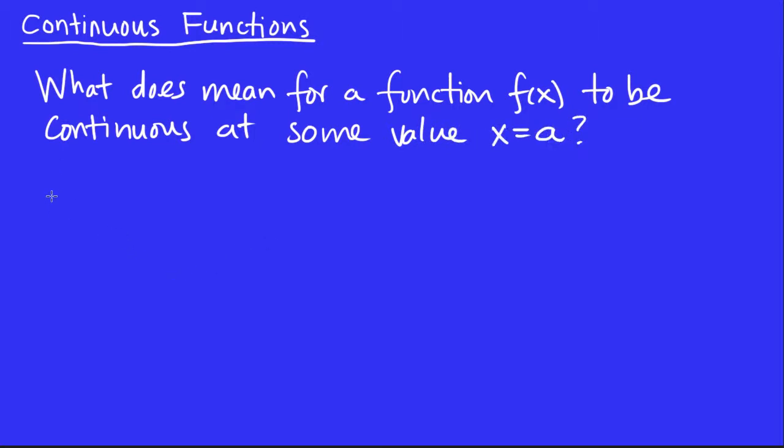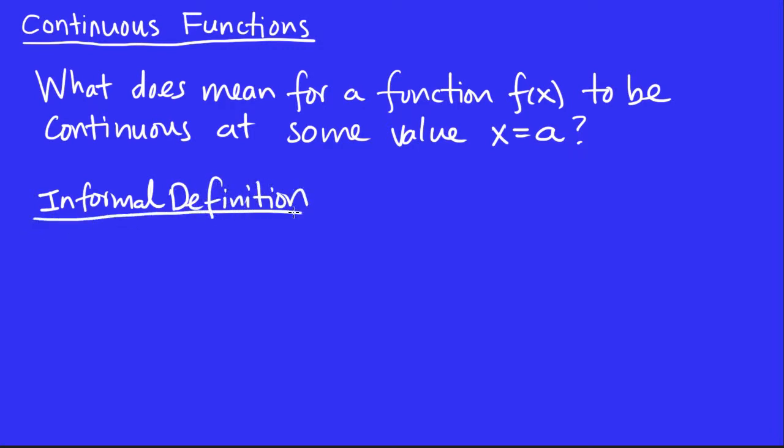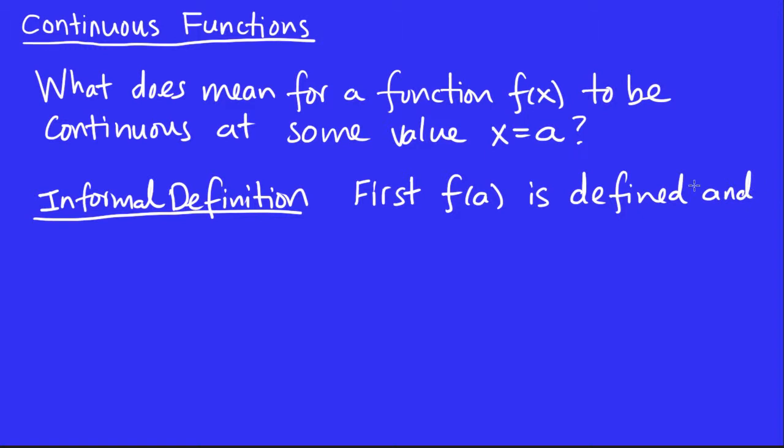Well, the informal definition that I'm going to give is as follows. If we look at the graph of f, and there's no breaks in the graph at x equals a, then that's what it means to be continuous, informally. So first of all though, f of a has to be defined, right? And there are no breaks in the graph.